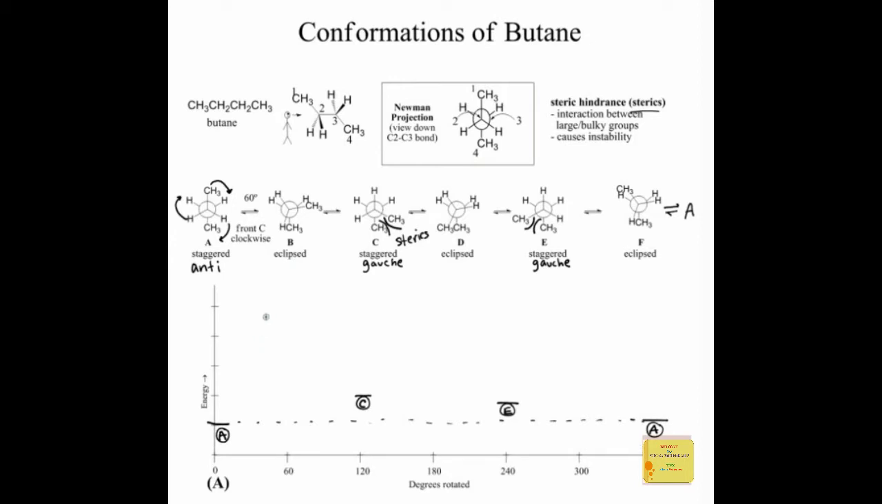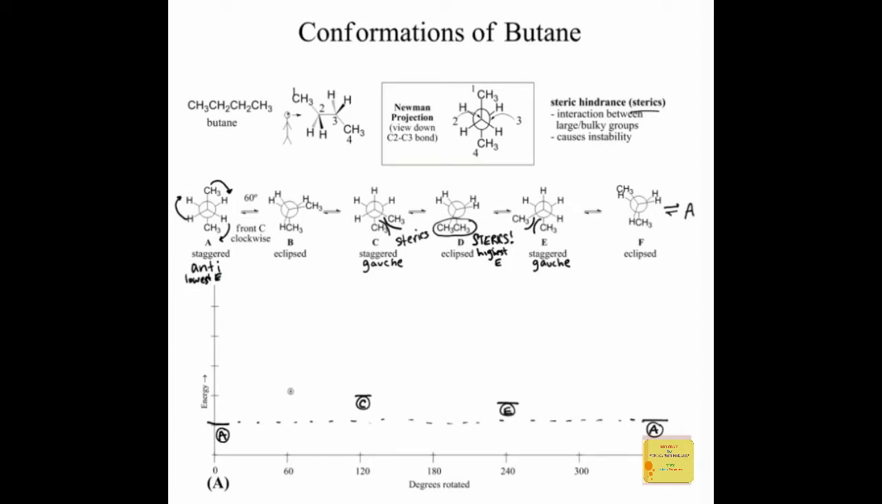Our eclipsed conformations are all going to be bad, but which one's the worst? Here we have two interactions of methyls with hydrogens. Here we have an interaction between two methyls. When our two largest groups are eclipsing each other, that has the worst sterics. And that's going to be the highest energy eclipse. We said that the staggered, we should mention that up here, is the lowest energy.